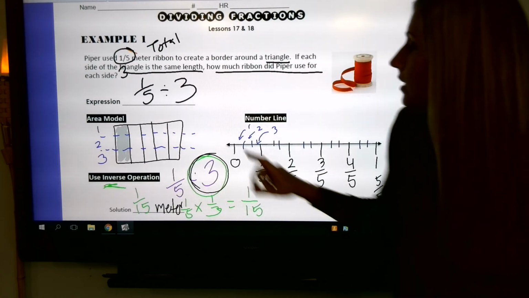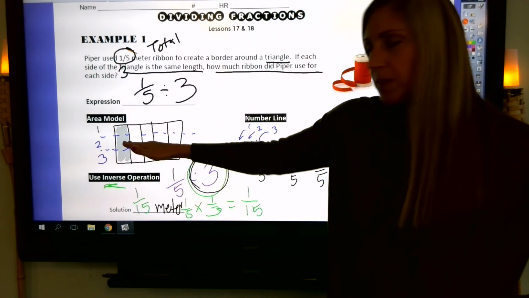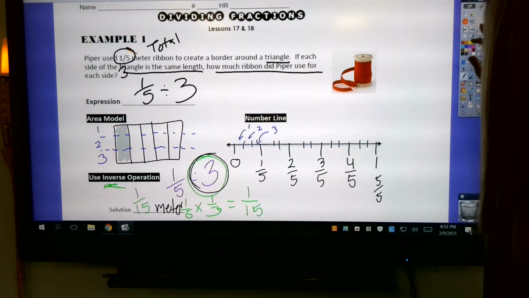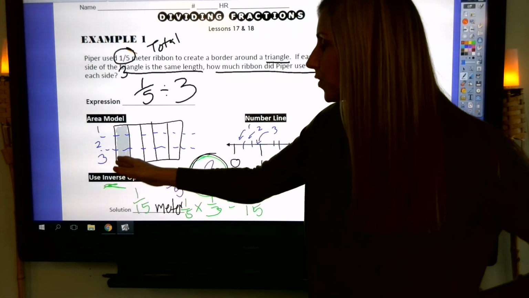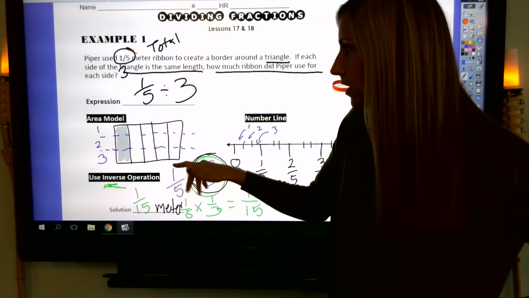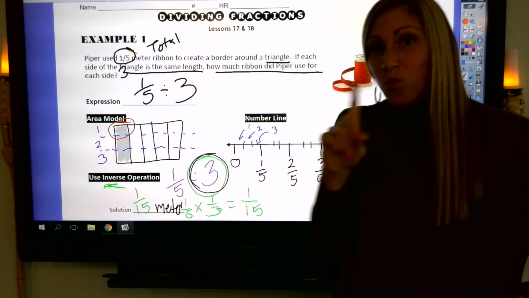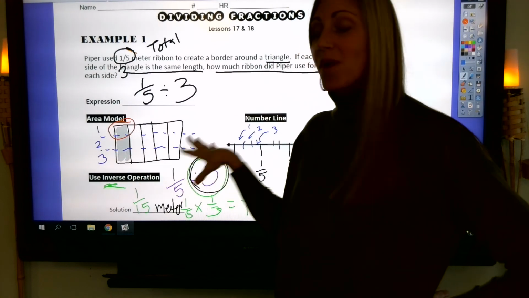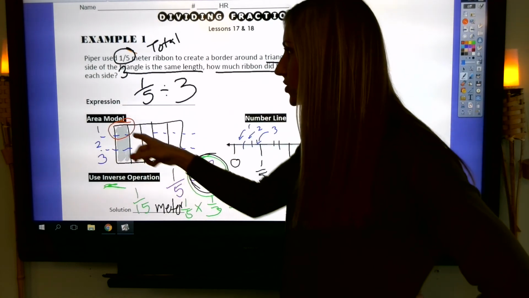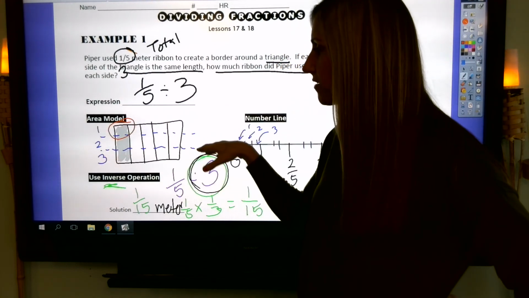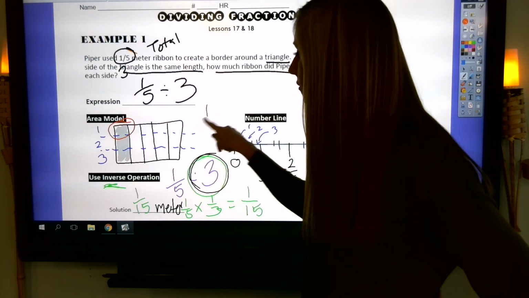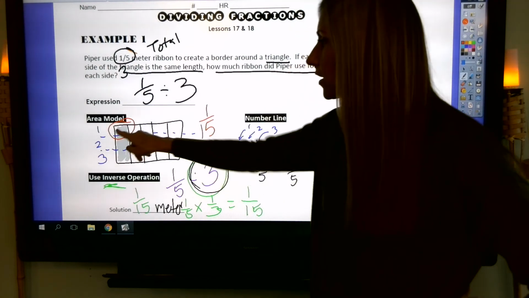Okay, well, how is 1/15 being shown on this area model? Let's go back. So we had the 1/5 and then we cut it into 3. So each triangle is getting how much? That's one piece out of how much? 15. So you can see it's a 3 by 5. There is 1/15 being shown here.